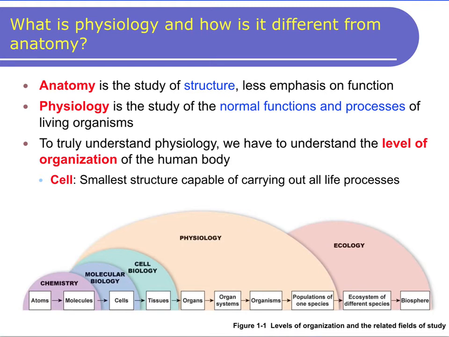To really understand physiology, we have to understand the levels of organization of the body. So we have our cell, that's the smallest structure capable of carrying out life processes. Now, if you look at this figure at the bottom, you can see it shows levels of organization from simplest to more complex. For example, we have our atoms that, when we put together, make up your molecules. And then we put molecules together, it'll eventually make up a cell, and then we have our tissues, organs, organ systems, etc. What I want you to notice here is that the science of physiology encompasses the broadest range.